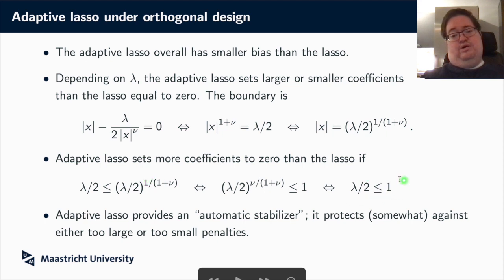Well, in this case it will be if lambda over 2 is smaller or equal to 1. So the value of 1 here is not particularly important. After all, it really depends on how you code lambda, right? Because we use this 2, but some people divide everything by 2, and then of course you would not get 1, but you would get 2. Now in practice this does not seem to matter so much, because in practice what we do observe is that it does set more coefficients to 0. But I think it's good to know that you have some stabilization, at least in theory, some protection against putting your penalty too large. And of course also putting it too small.